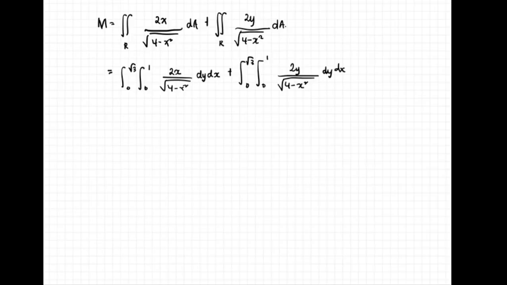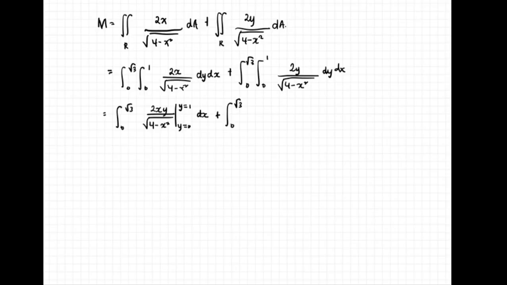So integrating both with respect to y, notice that this is constant with respect to y, so its antiderivative is that term times y. So you have the integral from 0 going to square root of 3 of 2xy divided by the square root of 4 minus x squared, evaluated from y equals 0 going to y equals 1 dx, plus the integral from 0 to square root of 3 of, for this case, the denominator is constant with respect to y, so we're multiplying the denominator with the antiderivative of 2y.